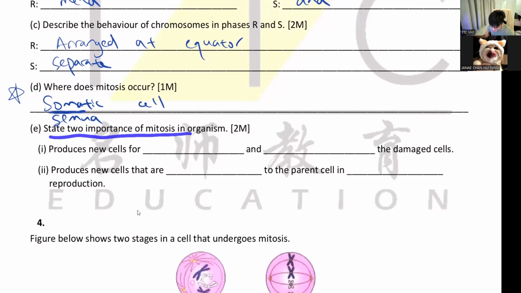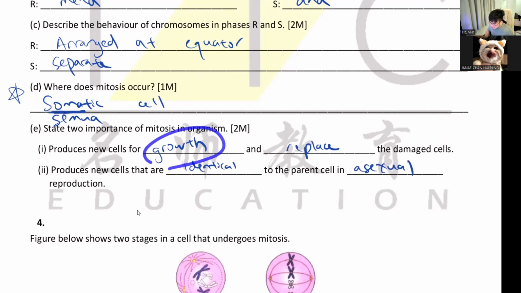So E, let's finish this. State the two importance of mitosis. One is to produce new cells for growth and to replace. Number 2, produce new cells that are identical, that means it looks the same, in asexual reproduction. That means you, me, bacteria. The one we learned just now.